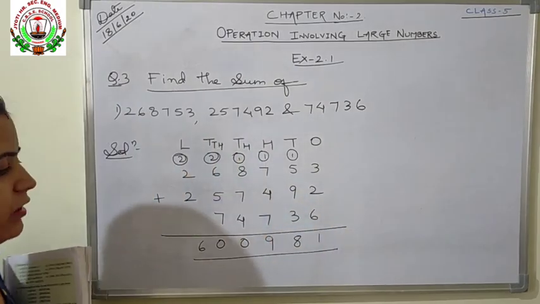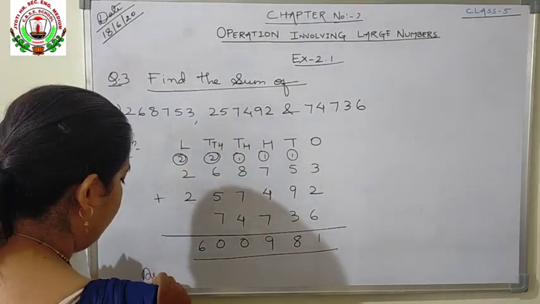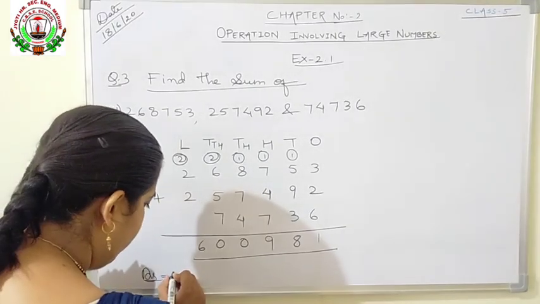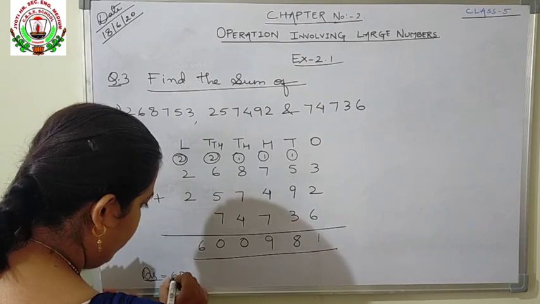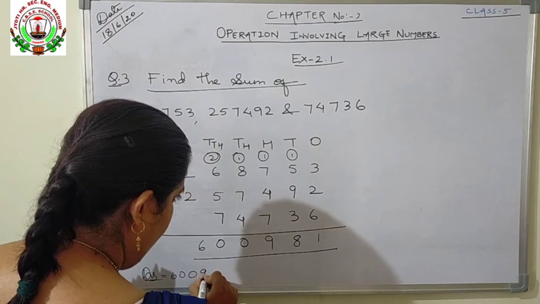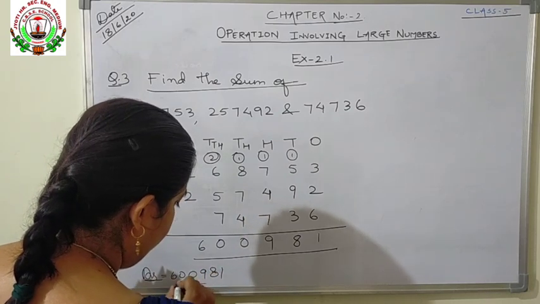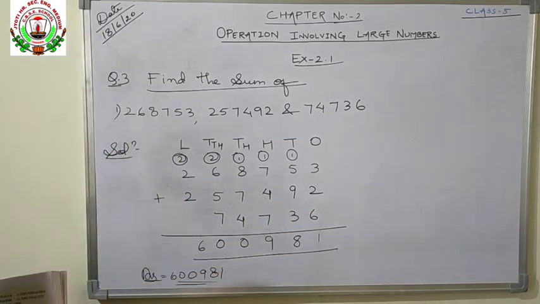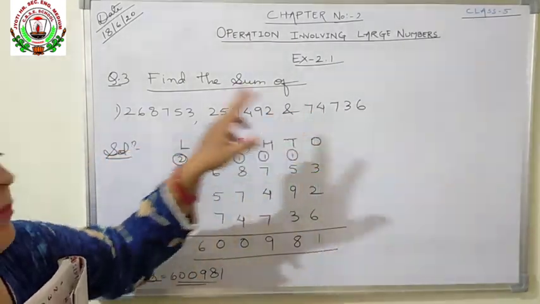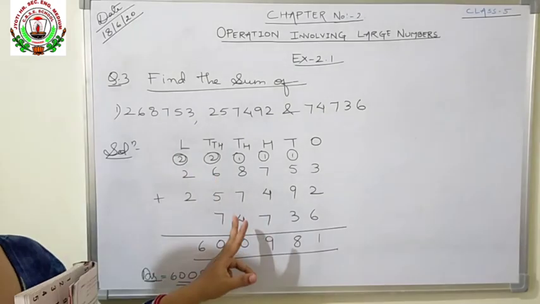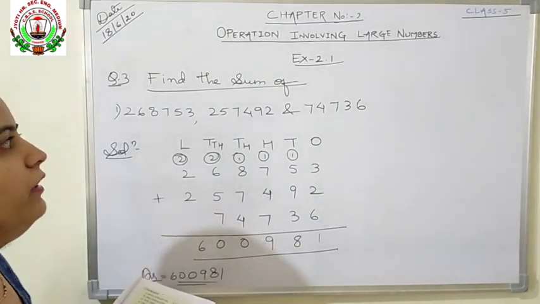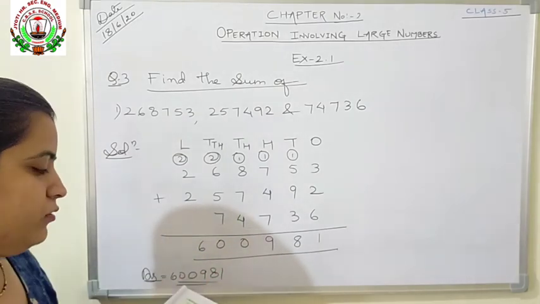Like this we get our answer, and after solving the question, you have to write the answer below. So below the question you have to write the answer. What is the answer? 6,00,981. In this way we have to solve the question. First you will convert the horizontal form into vertical form, write the place values of the digits, and then solve the question. Okay, like this we have to find the sum in these questions.